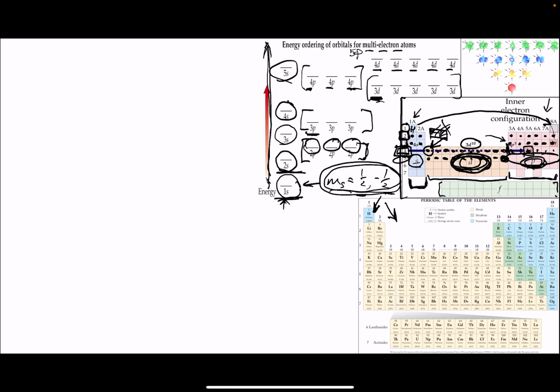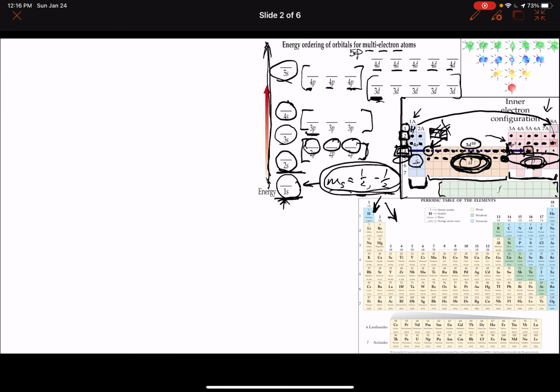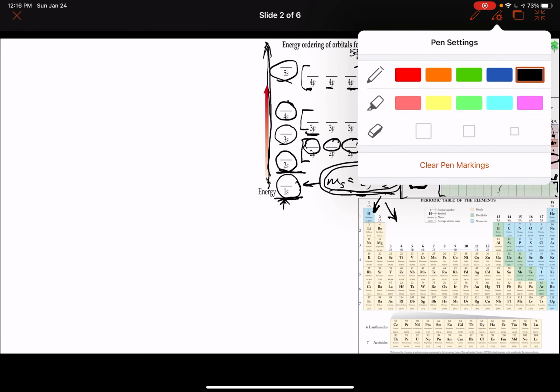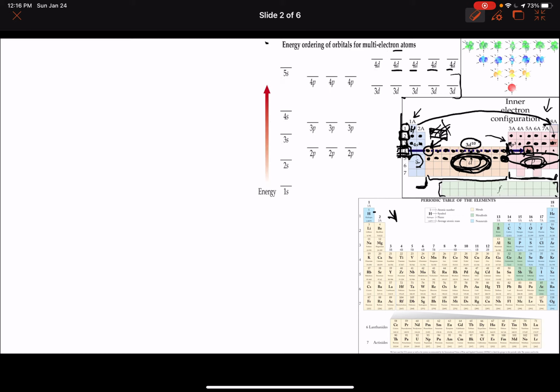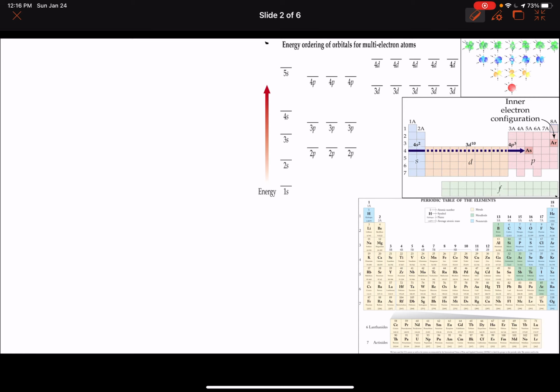Okay, so with that, we're ready to cover a couple of rules now. We know how to predict the order. That is, we know how to reproduce the dashes on this graph in order using the periodic table.